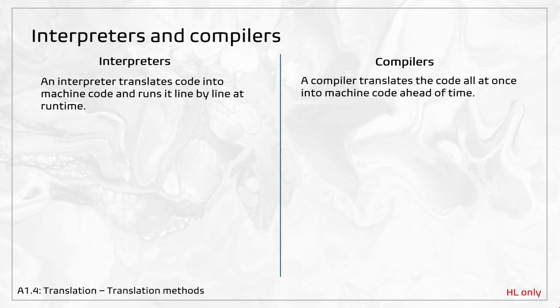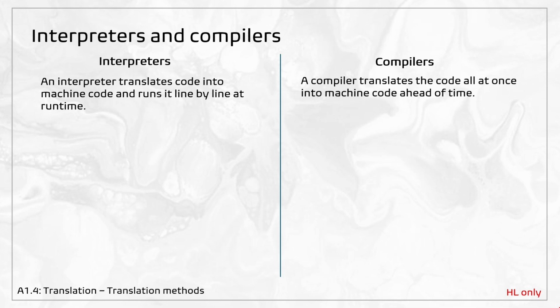There's two main kinds of translators, interpreters and compilers. An interpreter translates code into machine code line by line at runtime, meaning as an interpreter is translating, it also runs the code as well. A compiler, on the other hand, translates the code all at once into machine code before runtime, meaning that the code isn't directly run by the compiler.